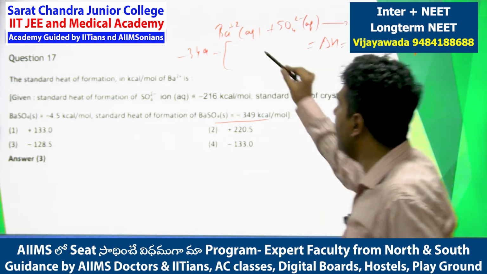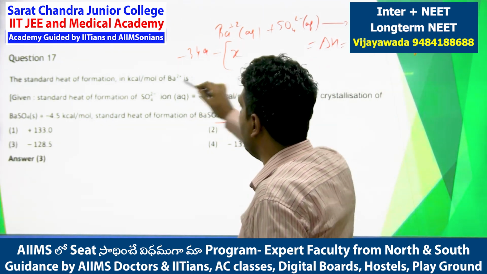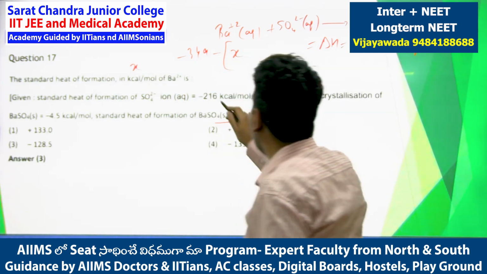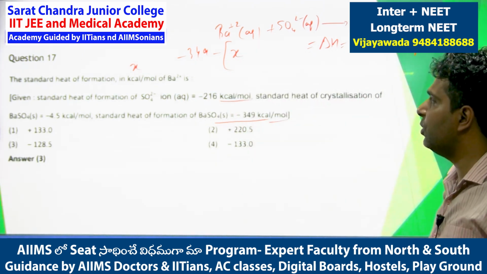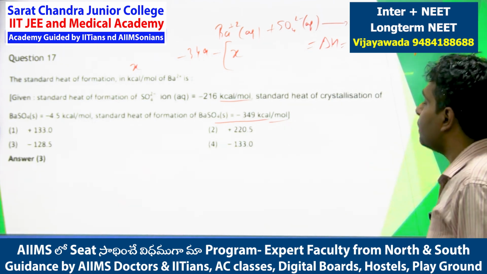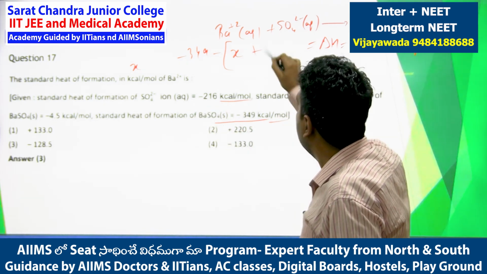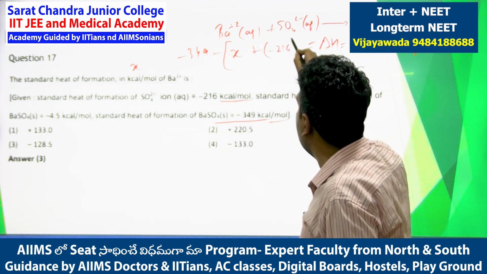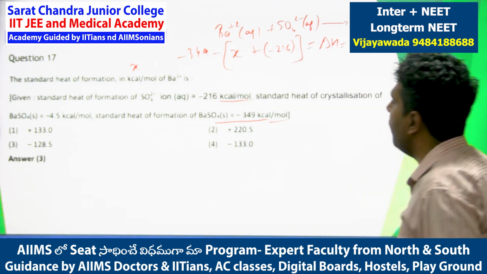What are the reactants? Barium plus 2. The enthalpy of formation of barium plus 2 is what we have to find out, so let that be x kilocalories per mole. All the values are given in kilocalories only. Then the enthalpy of formation of the sulfate ion is minus 216 kilocalories per mole, and that should be equal to minus 4.5.